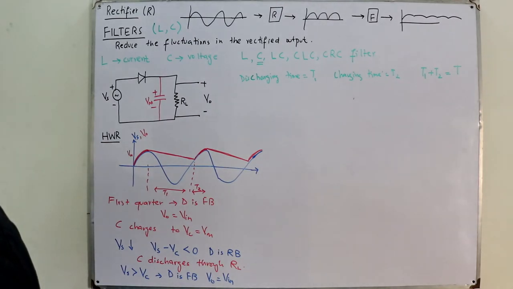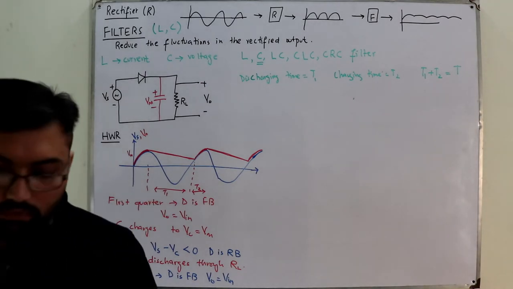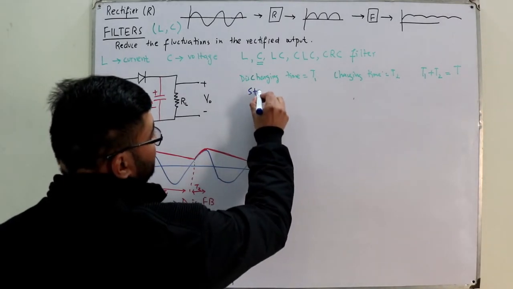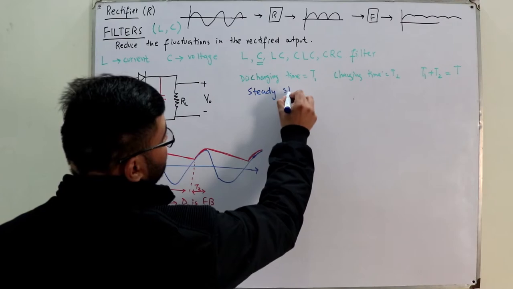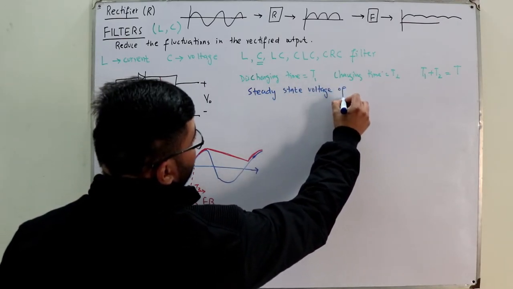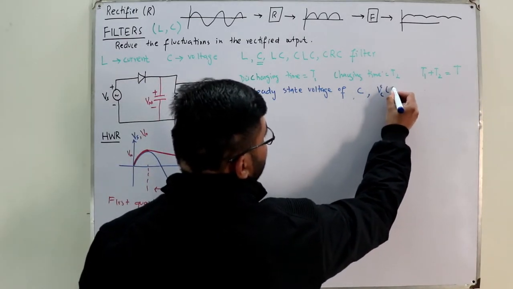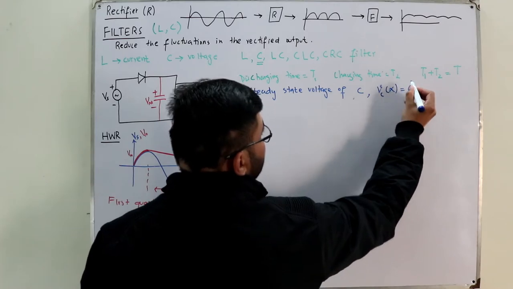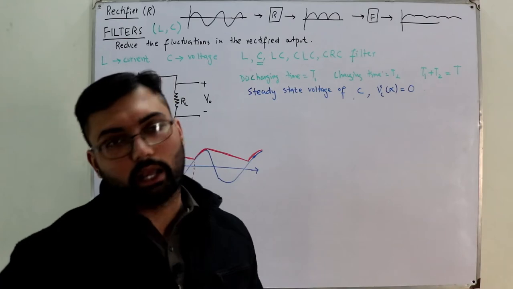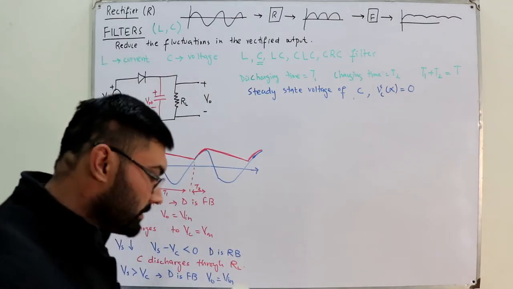Now what happens? The steady state voltage of the capacitor, we know very well, means VC at infinity is equal to zero, right? This you know from your circuit analysis. This is not a requirement over here.